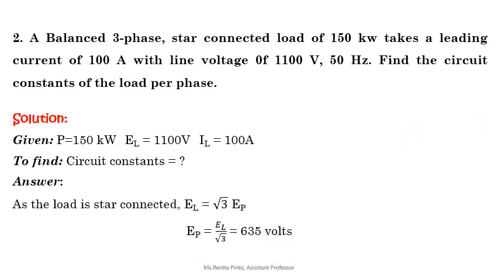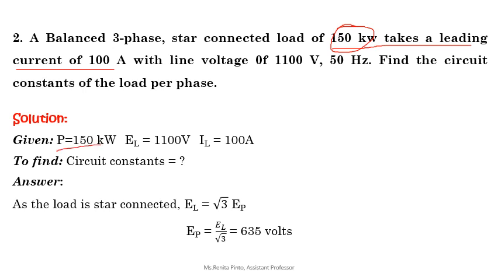Let's go to the second question. A balanced three-phase star-connected load of 150 kilowatt takes a leading current of 100 amps with line voltage of 1100 volt, 50 Hz. Find the circuit constants of the load per phase. So a balanced three-phase star-connected load of 150 kilowatt. So what is this 150 kilowatt? This is nothing but the power.